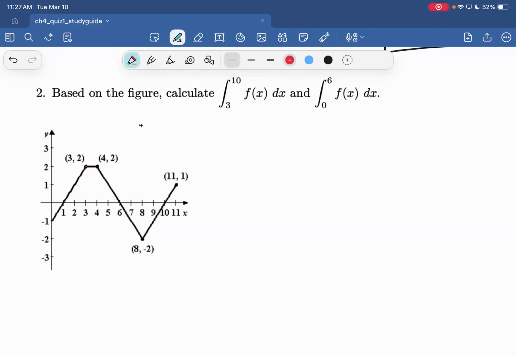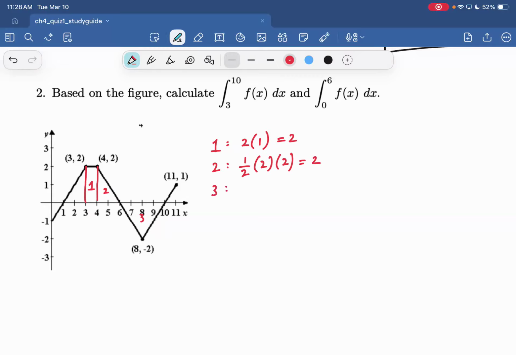And so we can split this up into different shapes. So maybe we can call this area 1, area 2, and area 3. The area of area 1 from 3 to 4 is a rectangle which has width 1 and height 2. So the area is going to be 2. The area of region 2, we have a height 2 and width 2, but it's a triangle. So we're going to do 1/2 times 2 times 2, which is 2.